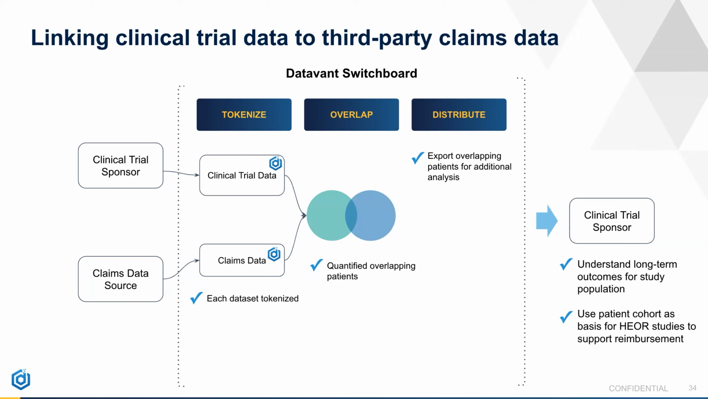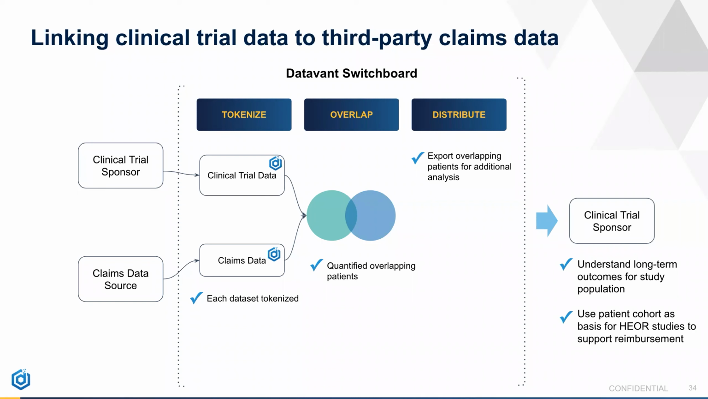And then the last step here in distribute means is that they could actually export the overlapping tokens and say, well, of the 2,000 patients, this other real world data provider, this claims source, has data on 700 of these 2,000 patients enrolled in the trial. And maybe I want to learn a little bit more about those 700. Is there a bias in the types of patients that they have data on? We can do an export, distribute those tokens back, of course, with permission from both sides. And then they're able to do additional assessment on those tokens.